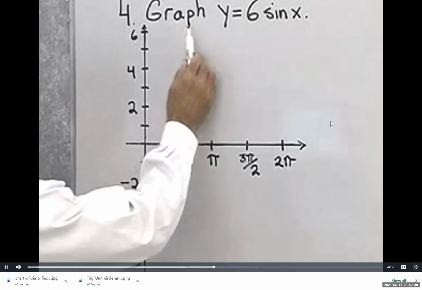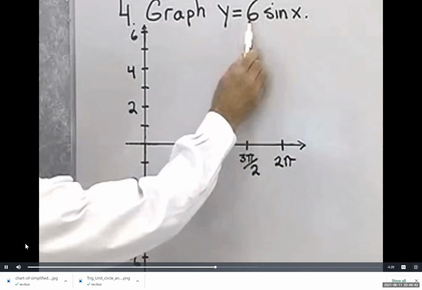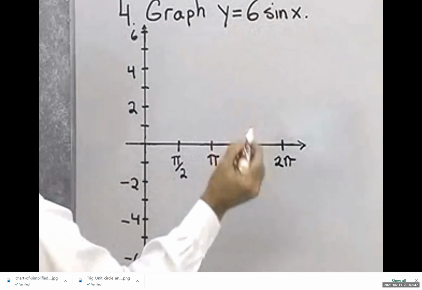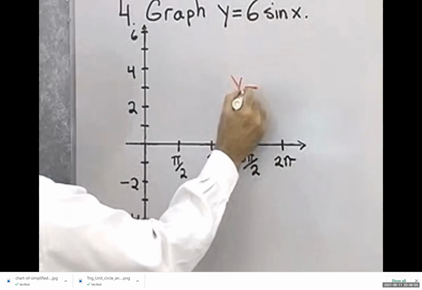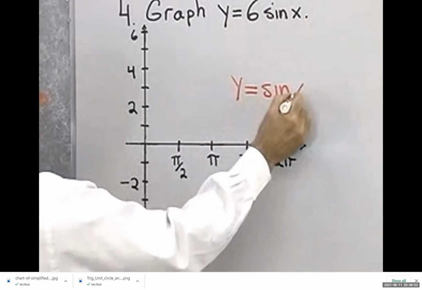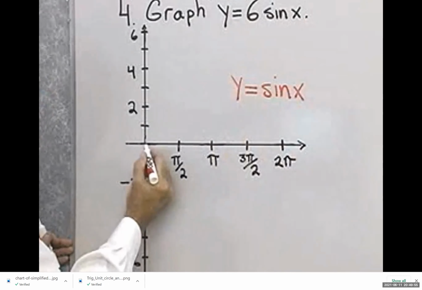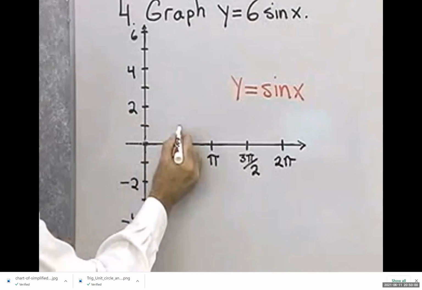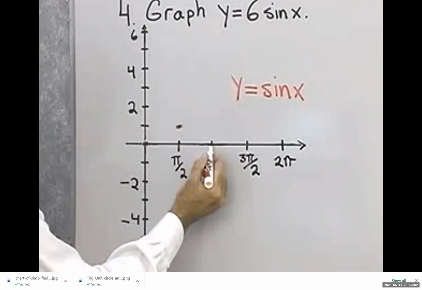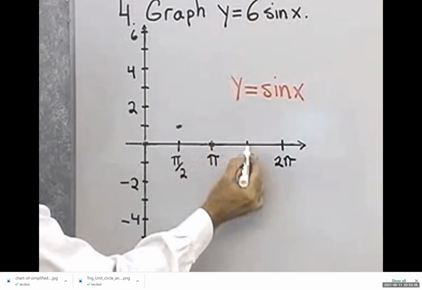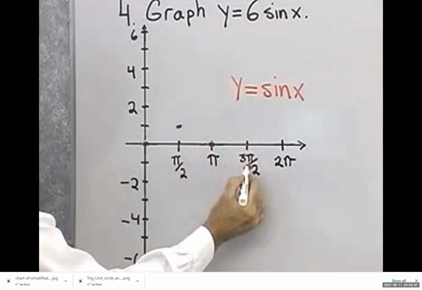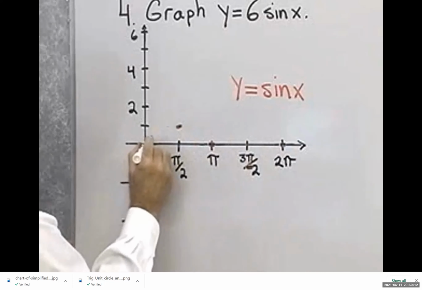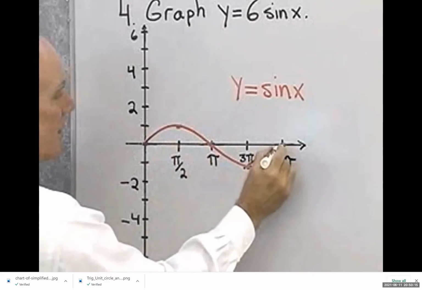Here we have the graph y equals 6 sine x, and I notice this coefficient 6 is going to change the amplitude of this graph from the graph of y equals sine x. So I'm going to begin by just sketching the graph real quickly of y equals sine x. I know when x is 0, sine x is 0. When x is pi over 2, the sine of x is 1. When x is pi, sine x is 0. At 3 pi over 2, sine x is negative 1. I'll put that right there, and then back up to 0. So a quick sketch of y equals sine x will look like this.